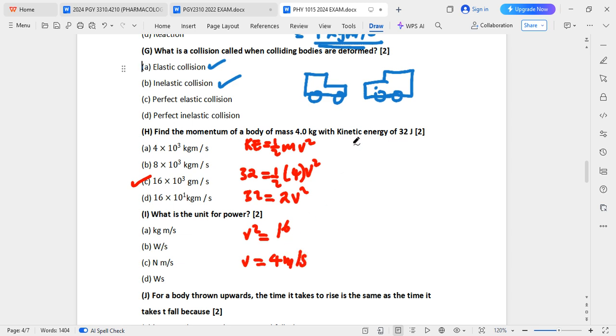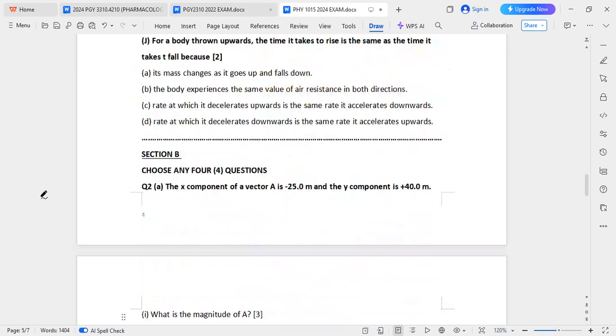And then you now say momentum is mass times velocity. The mass is 4. The velocity, we've calculated, is 4. This will give us 16 kg meter per second. But again, if you convert the kg to gram, it will still give you the same.